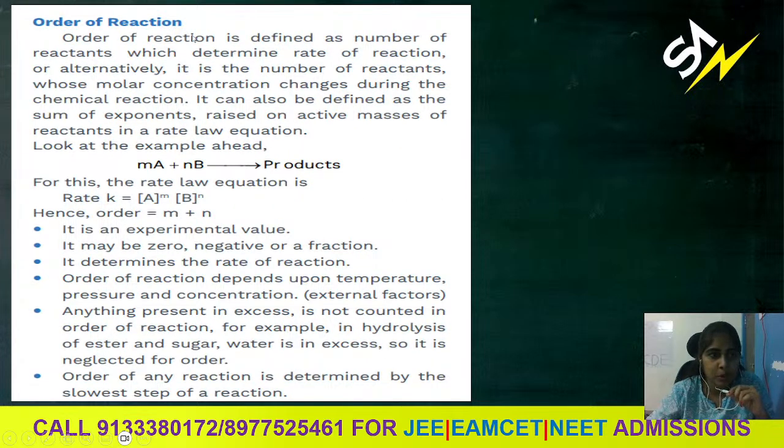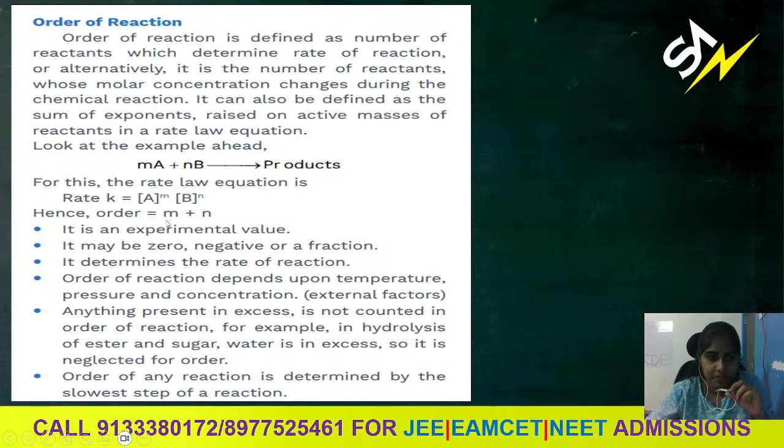Now we have also seen the order of reaction. So what is meant by order of reaction? Order of reaction is defined as the number of reactants which determine the rate of reaction. It is the number of reactants whose molar concentration changes during the chemical reaction. That gives the order of the reaction. It can also be defined as the sum of exponents raised on active masses of reactants. These are the exponents, and their sum, m plus n, gives the order of the reaction. The order of the reaction is an experimental value. It may be 0, negative or a fraction.